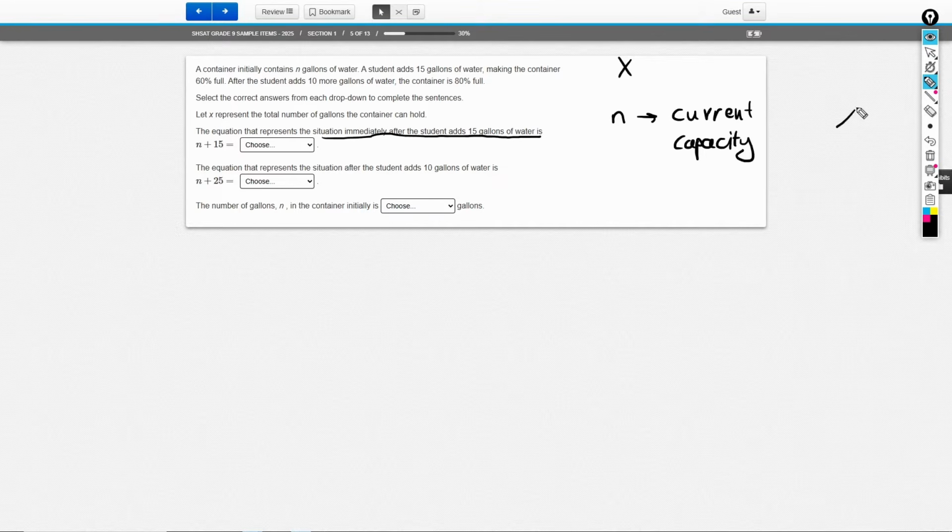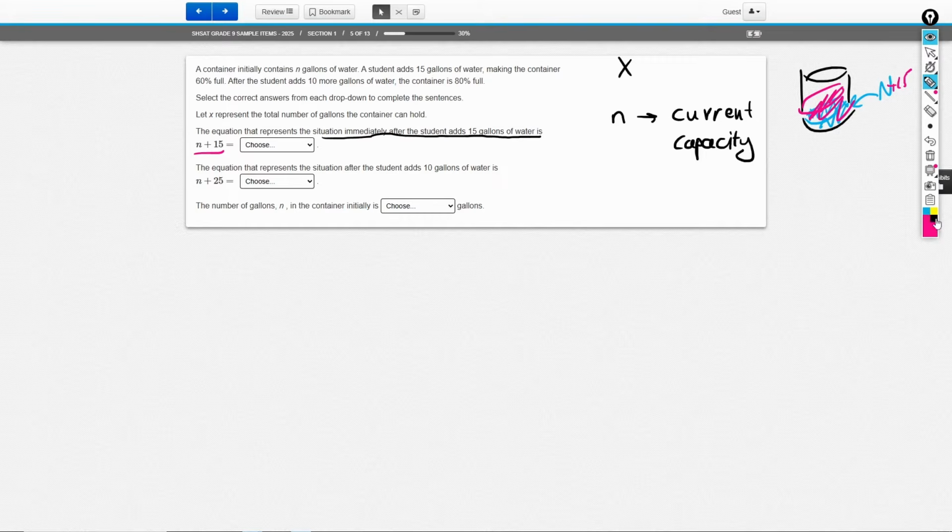So the container, let's just say it's like an oil drum or whatever, has n gallons of water in it, right? So the water level is like this, and this is n gallons. Then the student's going to add 15 gallons of water to that. So then we're adding 15 more gallons of water. So we're left with n plus 15, which they've already written here.